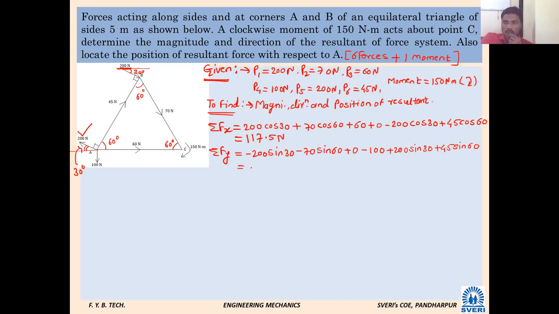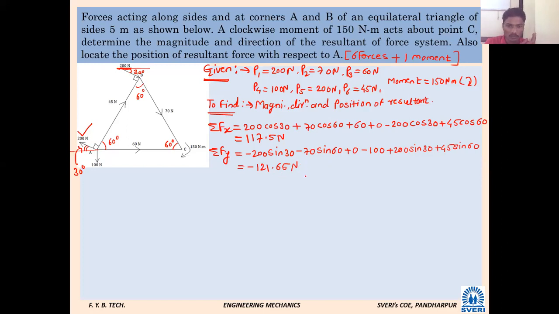Minus 121.64 or 121.65. 64 or 63, okay, no issue. Minus 65. I have written 65 itself. Are you observing something on that? Summation Fx is with you, summation Fy is with you.